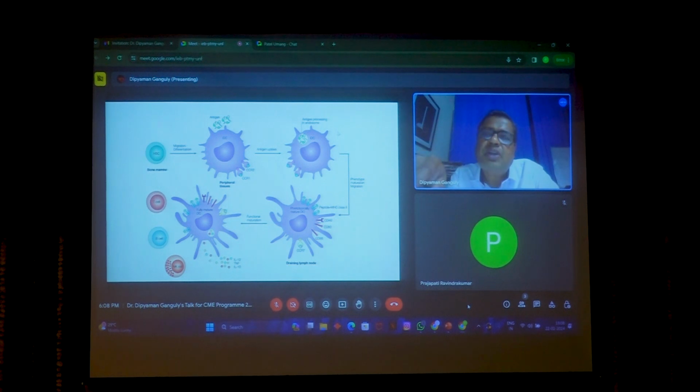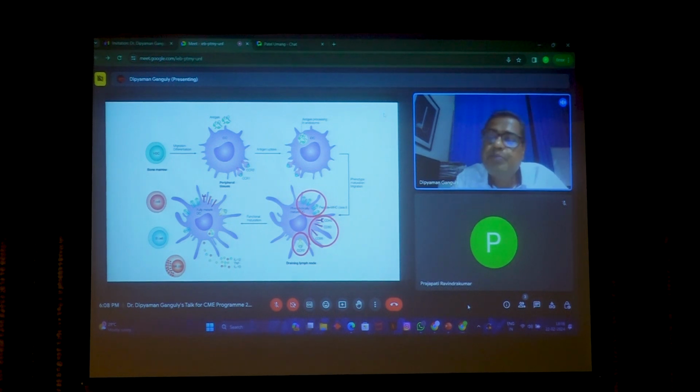And if they're seeing the antigen in the context of danger signals, they're activated or mature. And this maturation largely involves three things. So the first thing is they upregulate their MHC class 2 molecules on the surface.